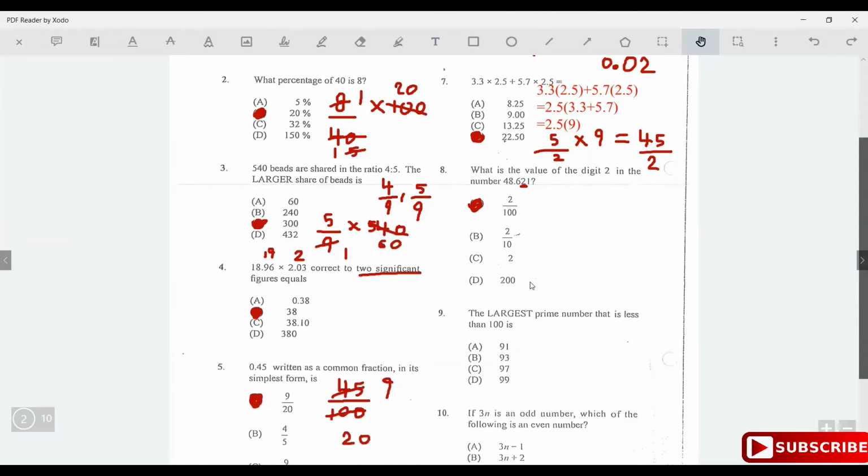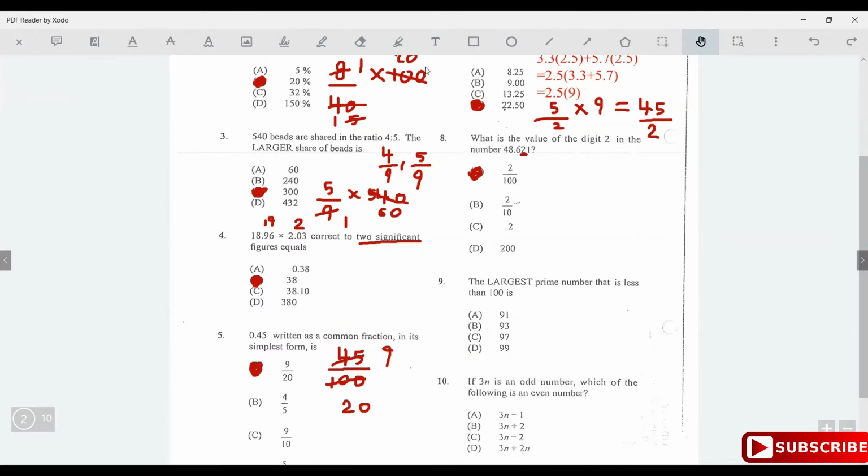It says, what is the largest prime number that is less than 100? Now, 91 is not a prime number because 7 can go into 91. How do I know that? 7 times 12 is 84. You should know your 7 times table. And so 84 plus 7 is 91. This is not a prime number.